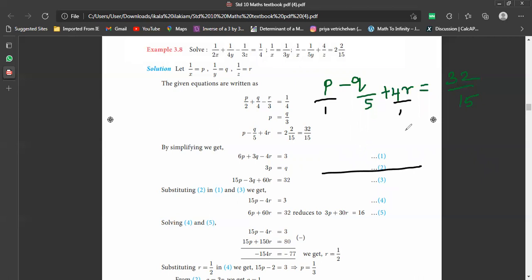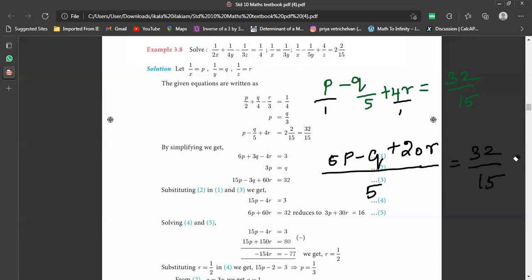1 into 5 into 1, it's going to be 5. So P will become 5P and Q will be Q only. 5 divided by 5 is 1. So 1 into Q is going to be Q. And what about this 4R? 5 divided by 1 is 5. If you multiply the quotient with 4R, it's going to be 20R is equal to 32 upon 15.